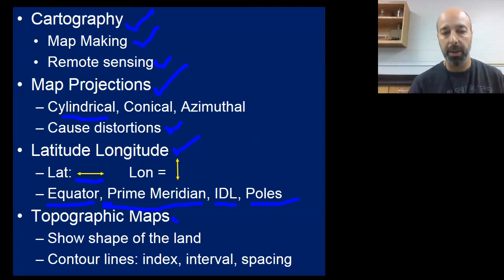You need to know about topographic maps. Topographic maps show the shape of the land, and know about your contour lines. Index contours, contour interval, and the spacing and shaping of the lines and what that tells us about the map.